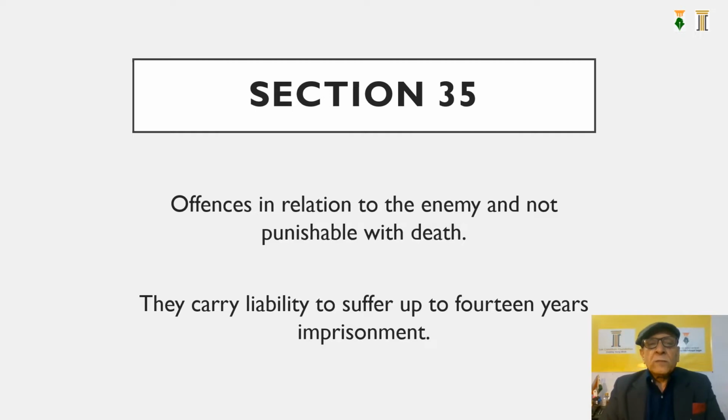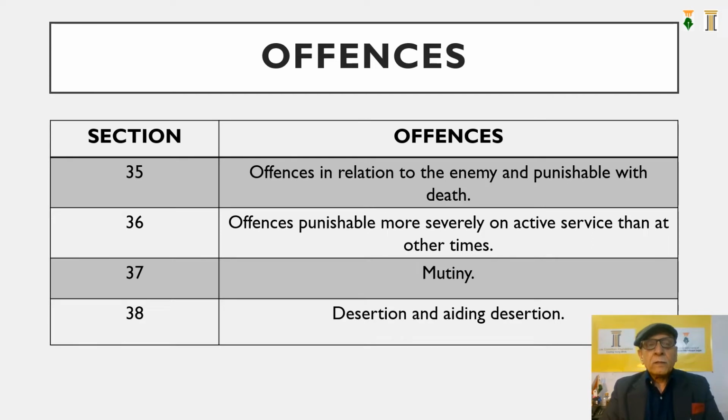Next section is also in relation to enemy, but these do not carry death penalty. They carry liability to suffer up to 14 years imprisonment, and therefore they are relatively less severe. So these offenses, starting with 34, which was offenses in relation to the enemy and punishable with death, the chart here indicates the statement of offense.